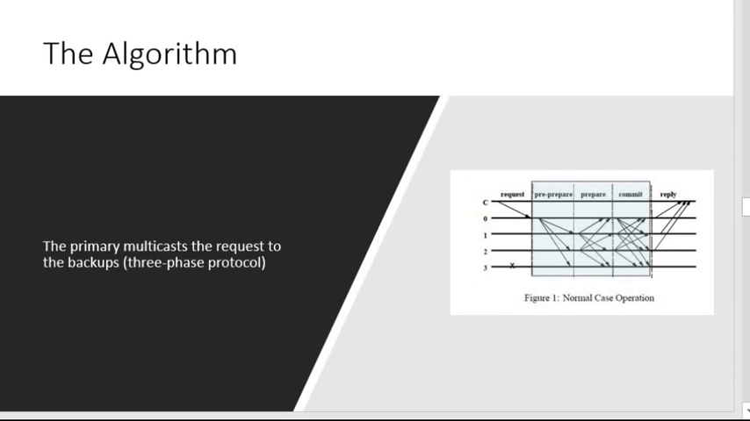And the primary multicasts the request to the backups. That means it will undergo pre-prepare, prepare and commit. Here we will discuss pre-prepare, prepare and commit in the following slides. The highlighted part of the diagram shows pre-prepare, prepare and commit. All three together are called the three-phase protocol.